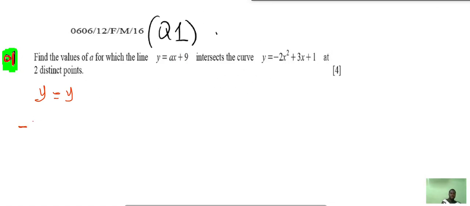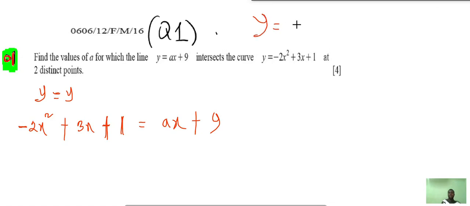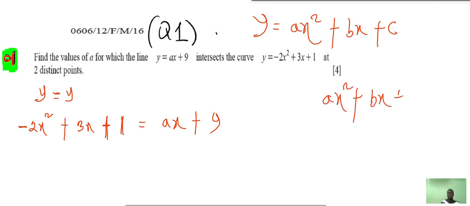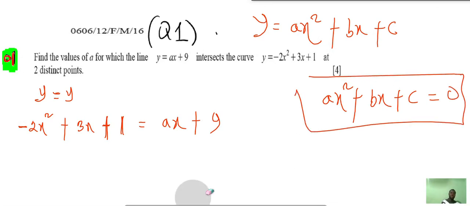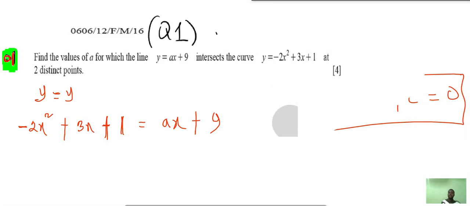So negative 2x squared plus 3x plus 1 equals ax plus 9. Now my aim will be to arrange it to look like y equals ax squared plus bx plus c, or fundamentally to arrange it to look like ax squared plus bx plus c equals 0. So I'll try to arrange it to look like the standard quadratic.